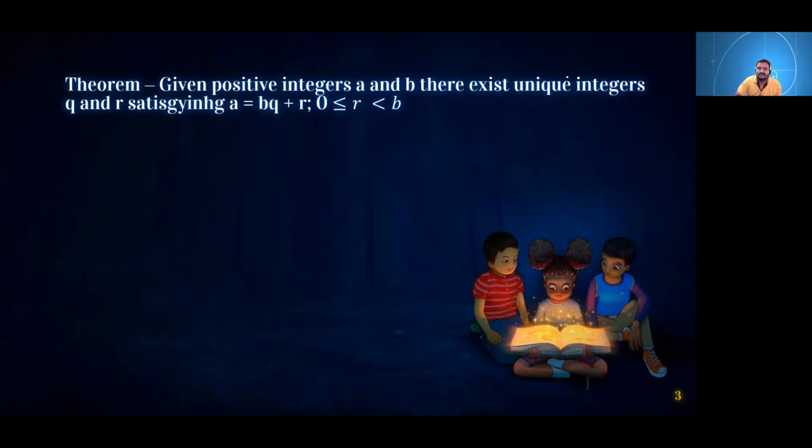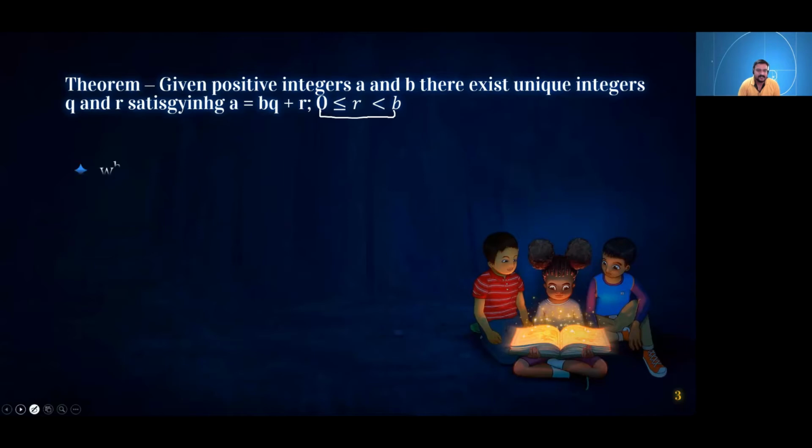Positive integers a and b, there exist unique integers q and r satisfying a is equal to bq plus r, and r should lie between 0 and b. It should be greater than or equal to 0 but less than b. This is the statement of Euclid's division lemma.